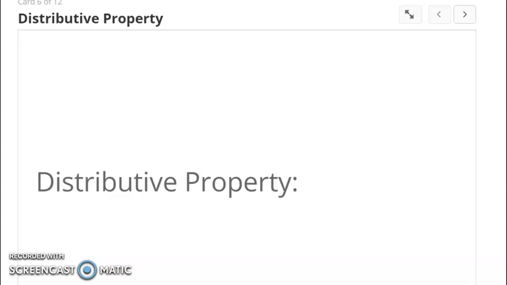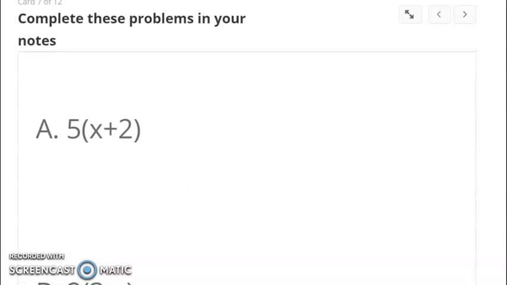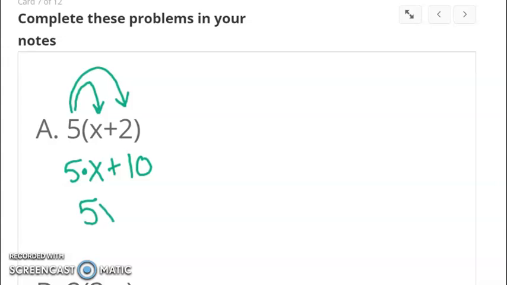Let's take a look at a couple more examples of this. In order to do this problem, I need to multiply both terms inside by the number outside. 5 times x plus 5 times 2. This gets me 5x plus 10.